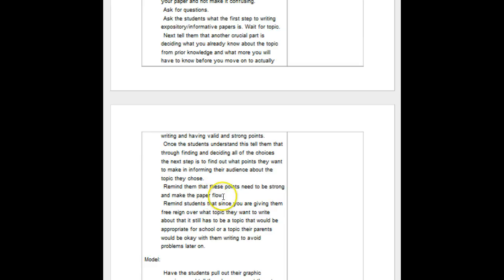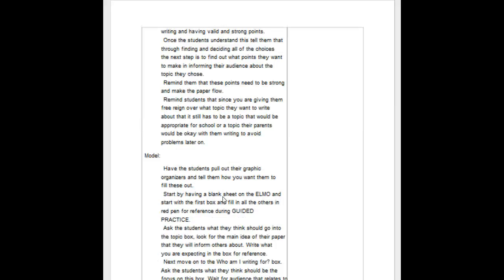Same thing, when you say make the paper flow, turn that into a concrete skill for them. You need to be using X, Y, and Z strategies to do that, so that it becomes a skill they can internalize and take outside of the classroom, okay?